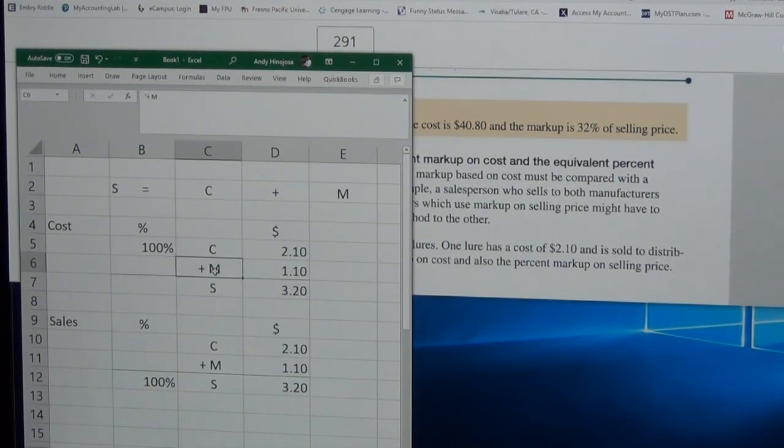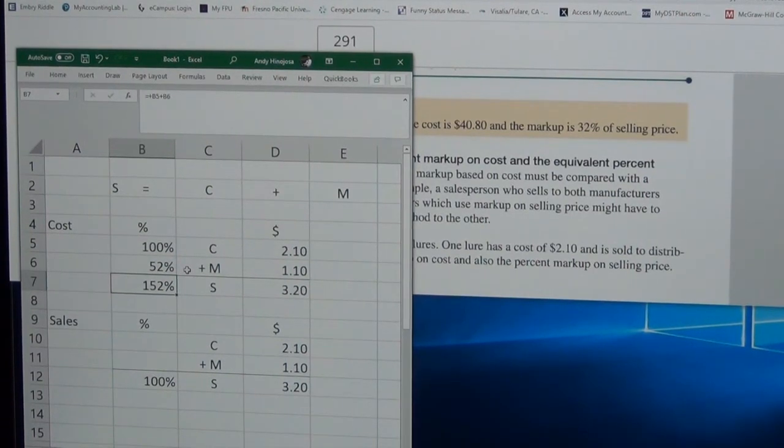The markup percentage is going to be based on cost. So to find that percentage, we're going to take the markup of $1.10 and divide it by $2.10. That gives me 52%. We'll finish this off. 100% plus 52% gives me 152%.